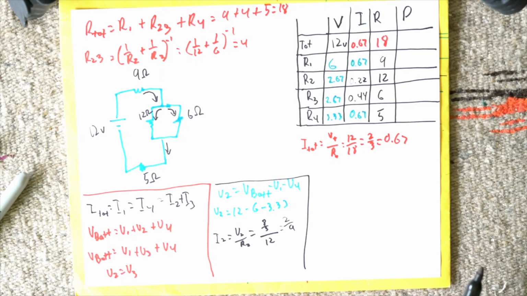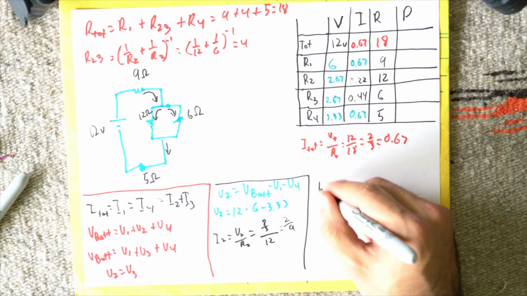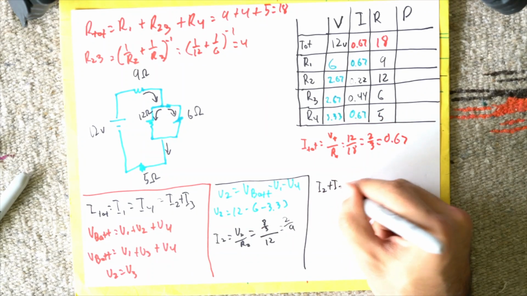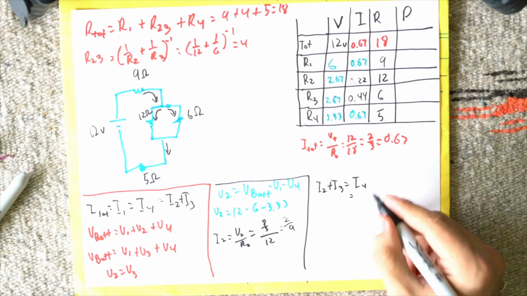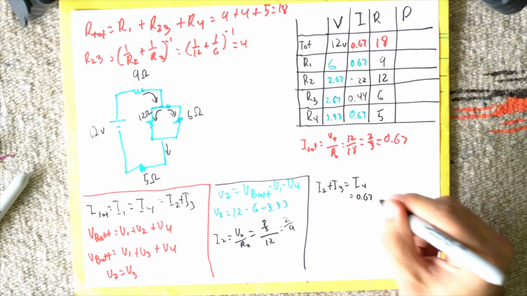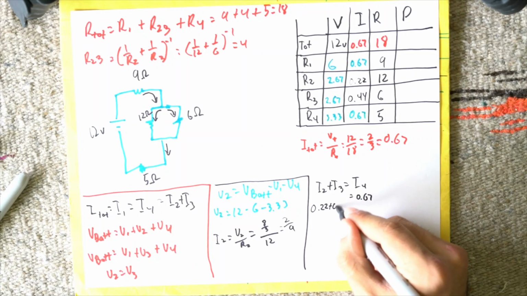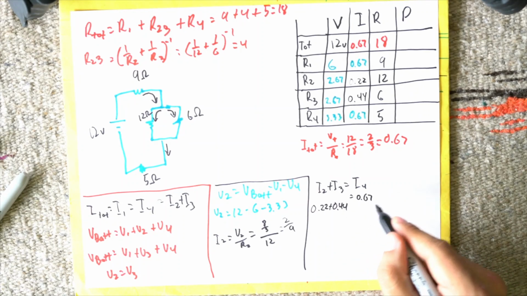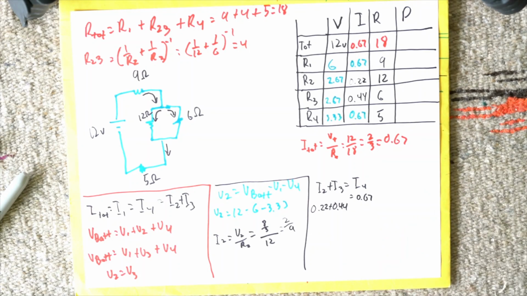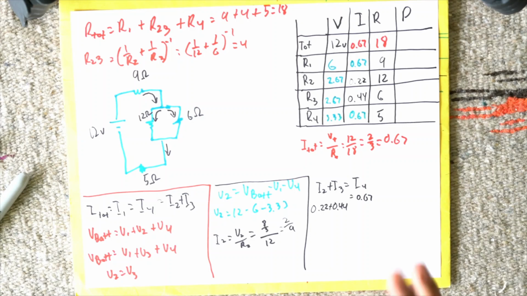But anywho, so let's check this out. I2 plus I3 equals I4. Is that true? Let's see. I4 is 0.67, and then I2 is 0.22 plus 0.44. Oh yeah, this plus this will be equal to 0.666 repeating, which is this value. So yeah, that's actually true. So hey, we figured it out. Hopefully this was clear enough for you to do it.